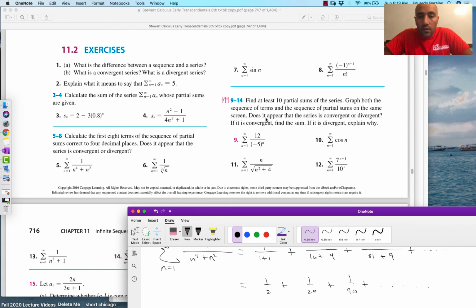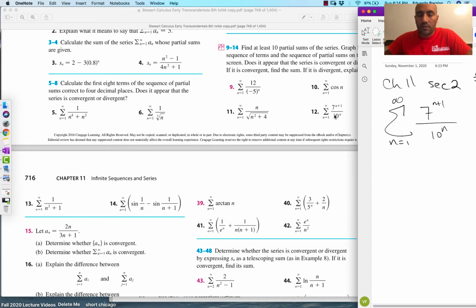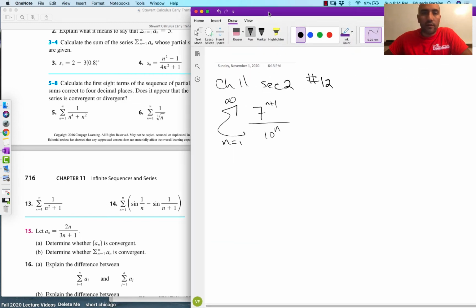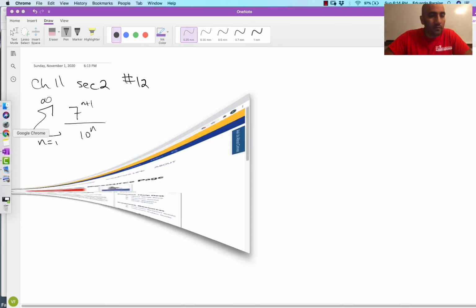Okay, so let's look at number 12. The series is 7 to the power of n plus 1 all over 10 to the nth power. And it does have this little symbol up here, which means that we're allowed to use technology. Our graphing calculators or Desmos will do just fine. So let's first of all play around with that and get the graphs and see if we can see some pattern out of this.